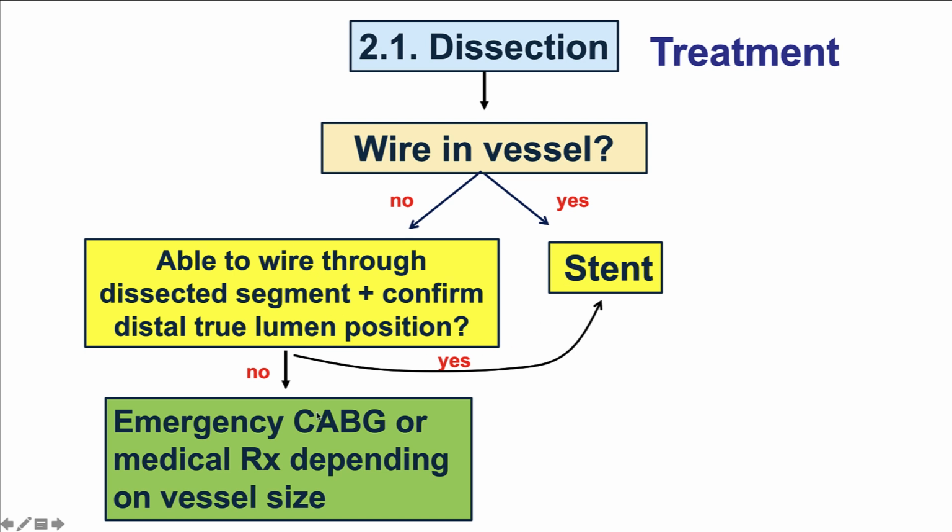If not, then emergency bypass may be needed, or in patients who have dissections in small branches, medical therapy may be all that is needed. Very important in cases of dissection is to avoid losing the guide wire. Sometimes in the panic that ensues when a complication happens and there is acute vessel closure, the wire can be inadvertently pulled back, and that is truly a disaster that makes subsequent treatment much more complicated.